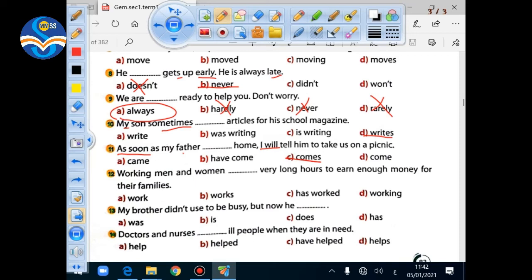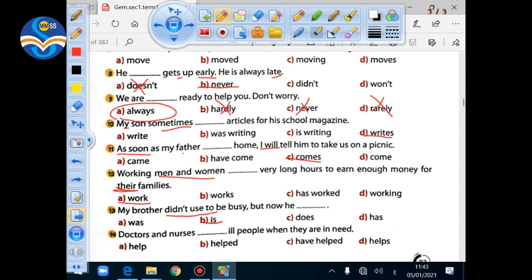Working men and women. This is plural, by the way. Don't let it trick you. Blank very long hours to earn enough money for their family. As I was saying, it is plural, so I should put the verb in its infinitive form, so it's work. My brother didn't used to be busy. Didn't used to be busy, that means that it's a habit which was happening in the past. Now, he is, so it's going to be is.